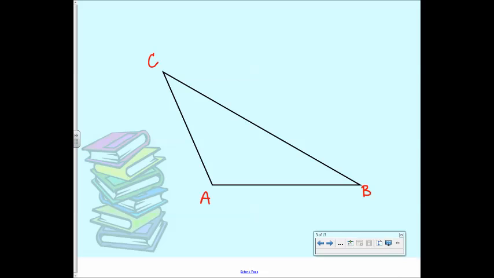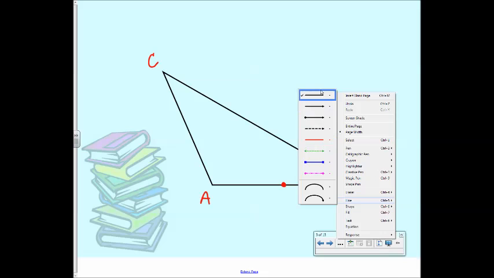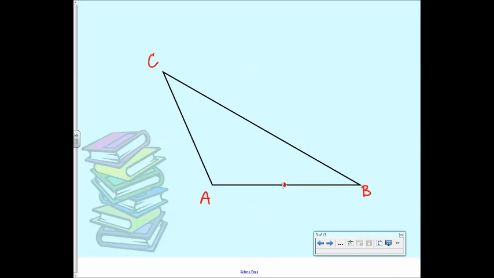Right here? Okay. If it's perpendicular, that means it goes where? What does it do if something's perpendicular? Makes a right angle. So that means from here, a perpendicular line is going to go straight up and make a right angle with this bottom line. So the perpendicular bisector would look something like that.